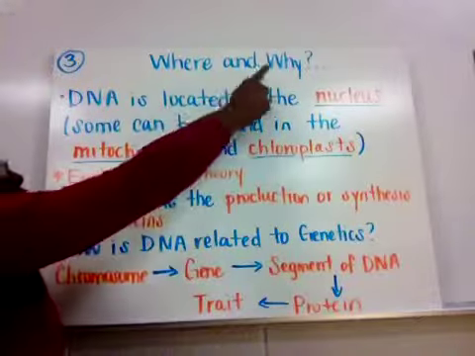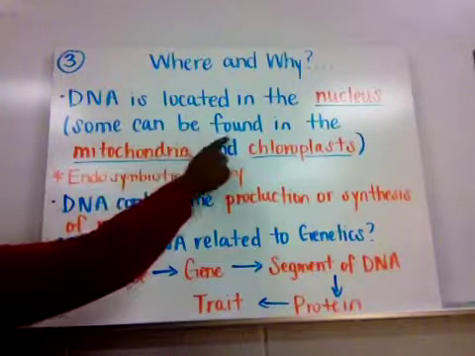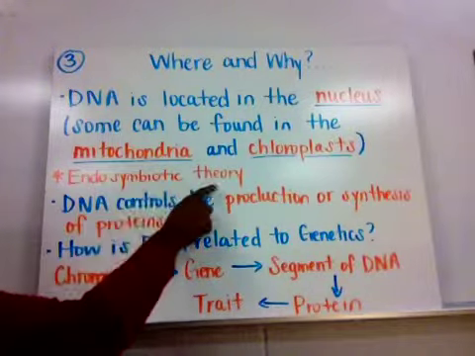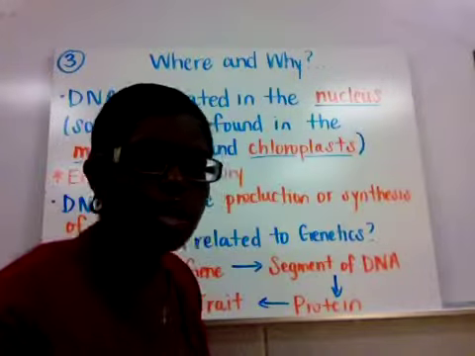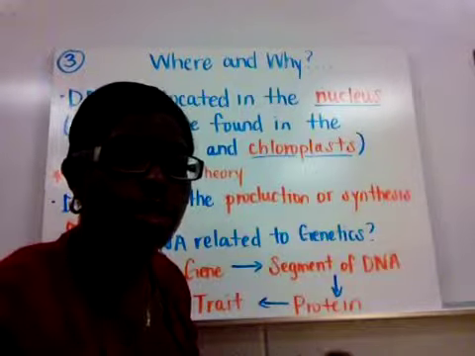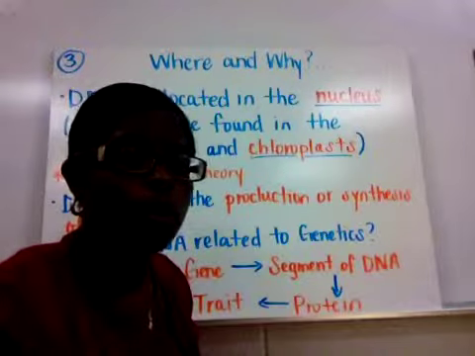So, where and why? DNA is located in the nucleus. Some can be found in the mitochondria and the chloroplast. So, what I would start here is endosymbiotic theory. We just finished talking about evolution. We talked about how the cells on early Earth evolved from anaerobic prokaryotes to aerobic prokaryotes.